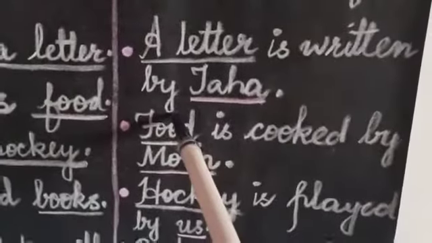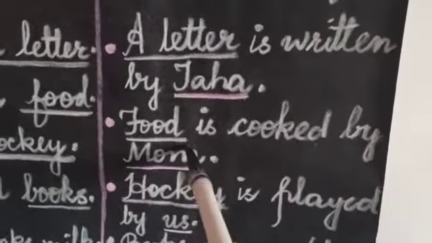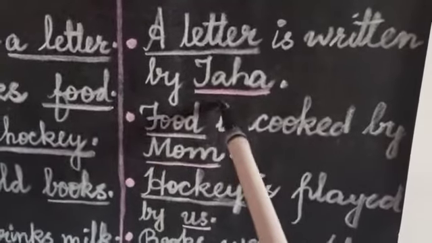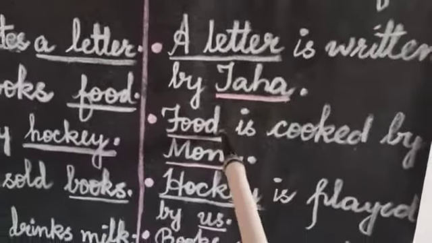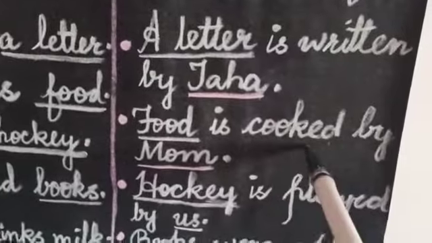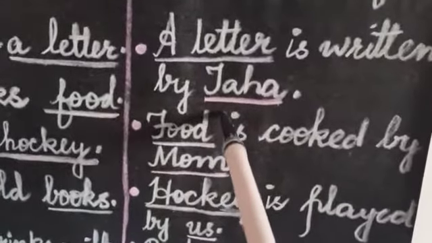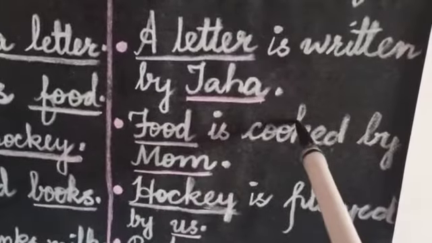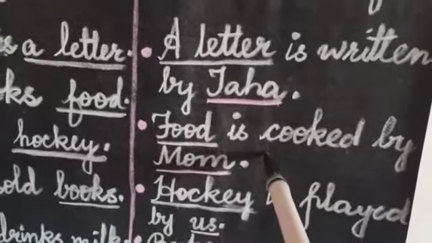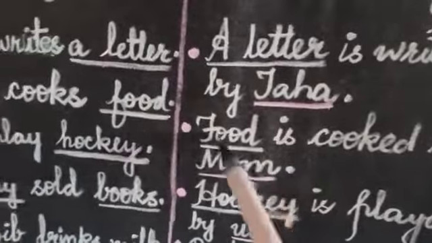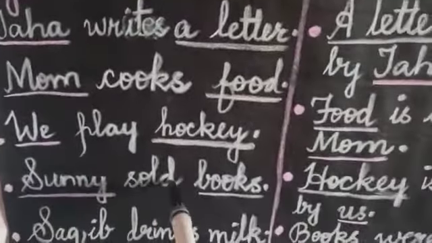Now if we see food is cooked by mom, you can say that we are talking about food. Food is the subject. But here food is not the doer of this action, cook. So food is the receiver of the action. But here it is acting as the subject. When the subject is the receiver of the action, at that time we can say that the sentence is in passive voice.